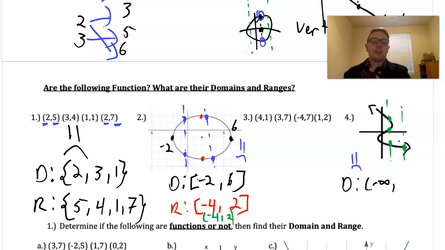What about the largest number? If it continues going this way, it's just going to keep shooting out until we get to positive infinity. Okay, what about our range? Well, our range, if we go this way, it's going to keep going down. So what's the smallest number we'll get? It's -infinity. What's the largest number we'll get? This keeps going up, so it'll be positive infinity.